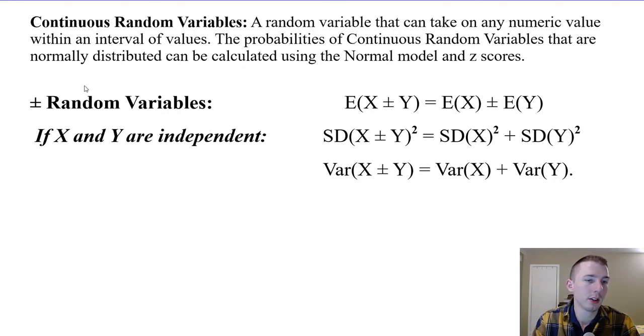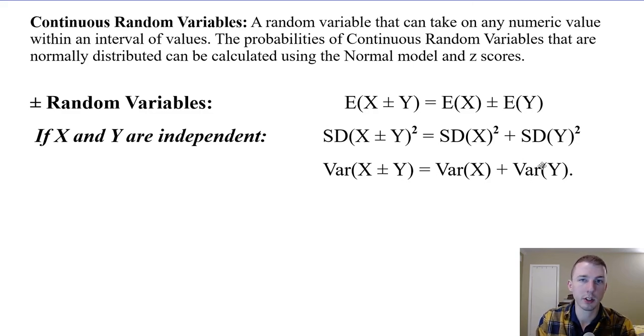All right, so if we're adding or subtracting random variables, if X and Y are independent, then we can use the Pythagorean theorem of statistics. So the sum or difference of two continuous random variables would always be the sum of the variations. Even when we're subtracting, the variations are still going to be adding, which is an important thing. So even when we subtract, we still add variation.